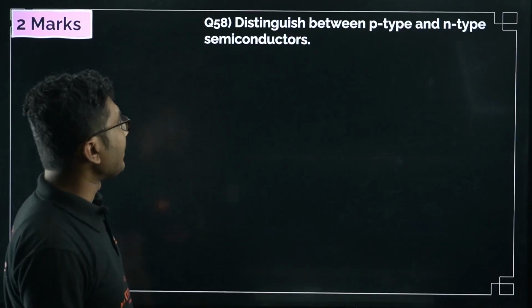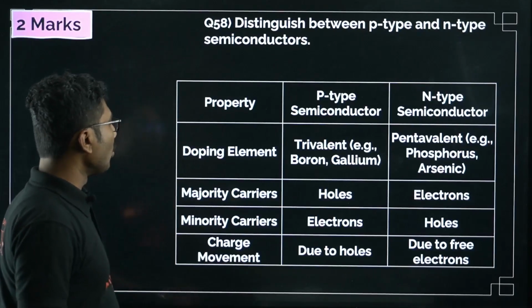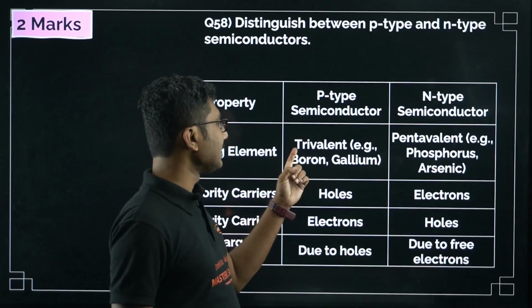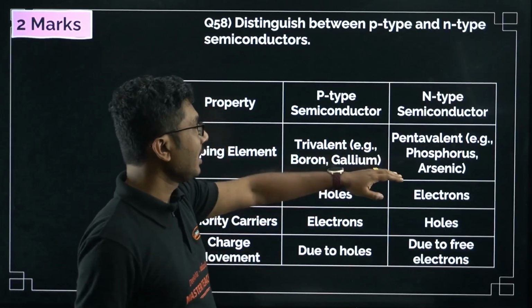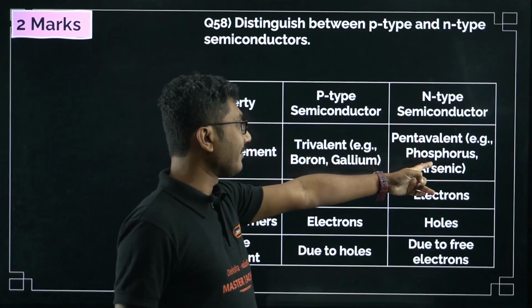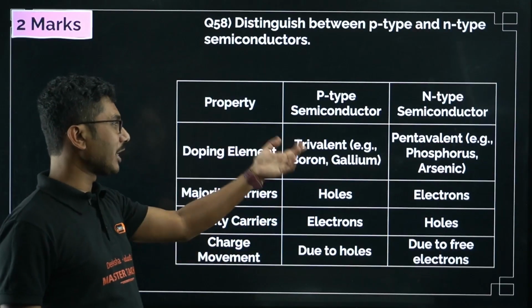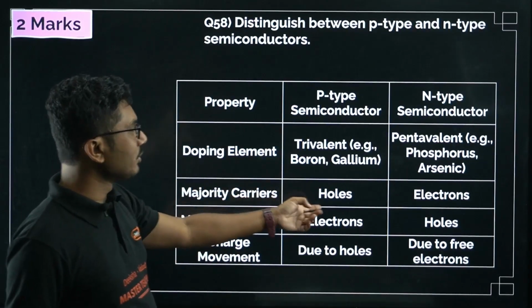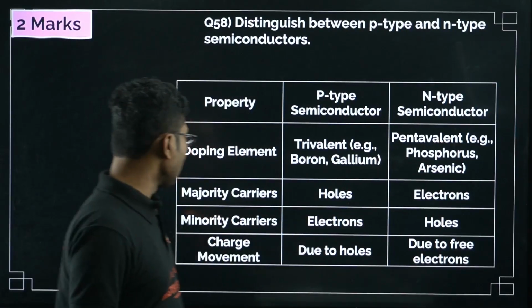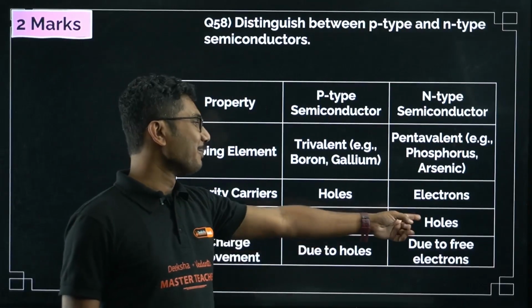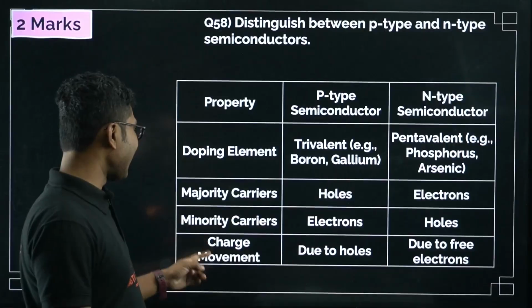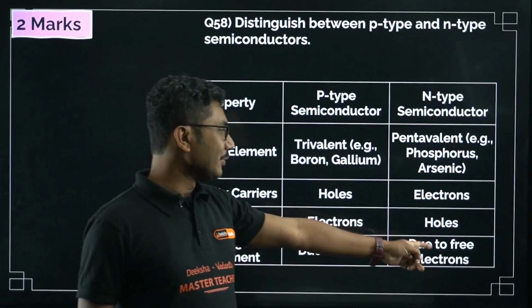Distinguish between p-type and n-type semiconductors. Doping element: for p-type it is trivalent, that is boron, gallium. For n-type it is pentavalent, that is phosphorus, arsenic. There is one more example: aluminium is also trivalent. Majority carriers in p-type are holes, in n-type electrons. Minority carriers in p-type are electrons, in n-type holes. Charge movement is due to holes in p-type, due to free electrons in n-type.